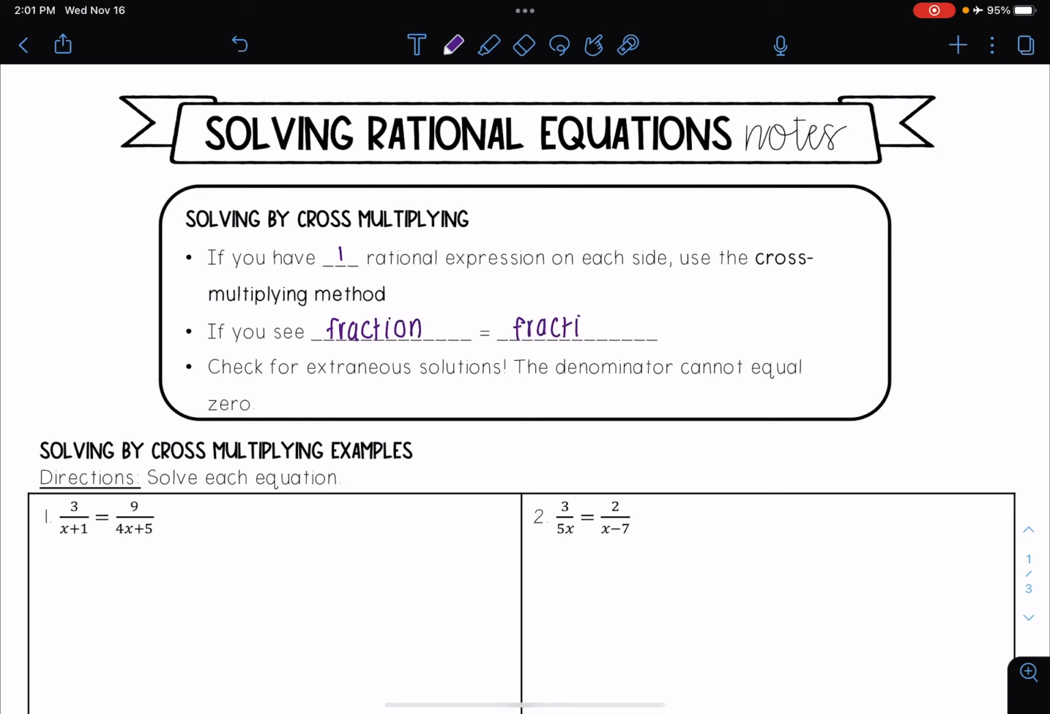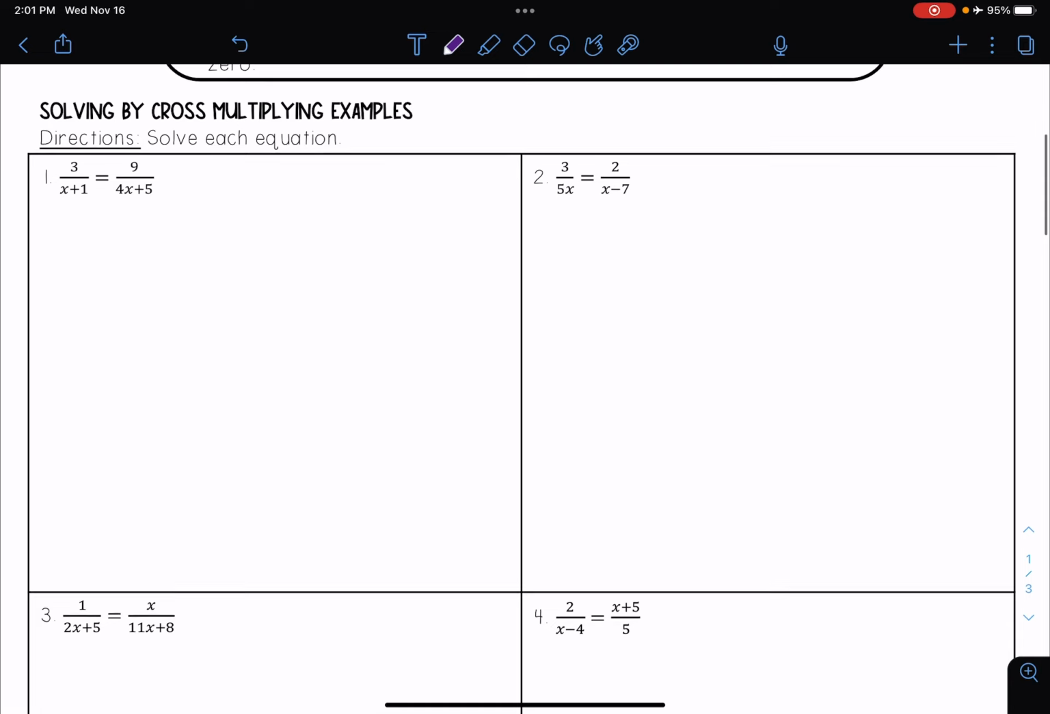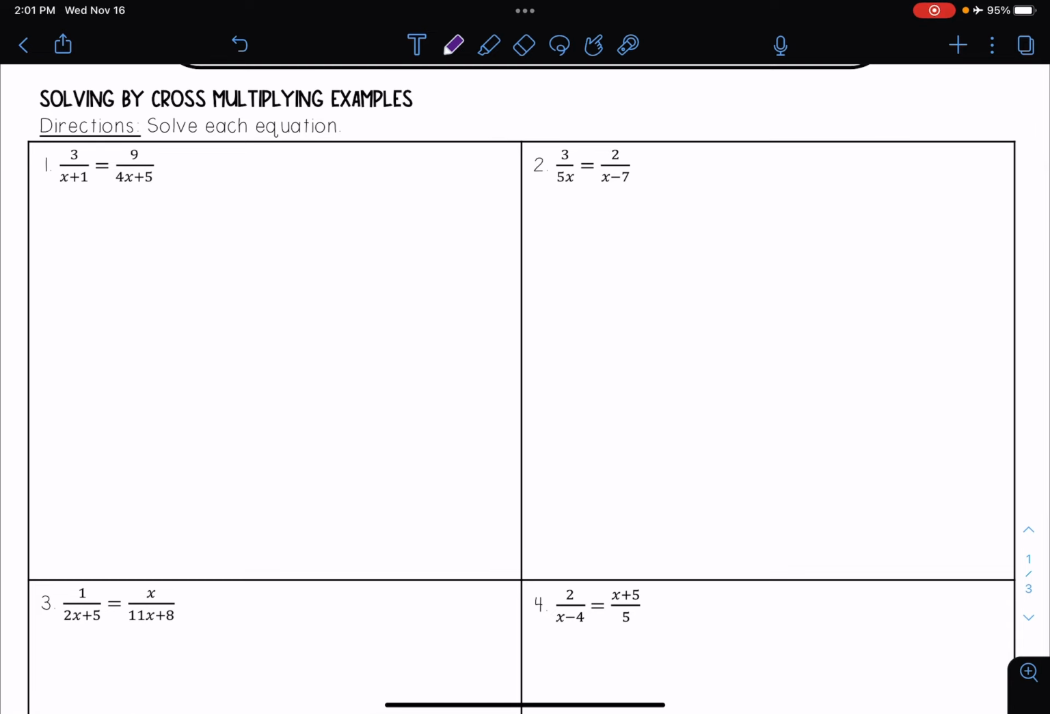And as always, we need to check for extraneous solutions. And for these types of problems, an extraneous solution is going to be any solution that causes the denominator to equal 0. Because remember, we can never divide by 0. That's going to be an undefined number. Let's go through several examples. So we're going to solve each equation.